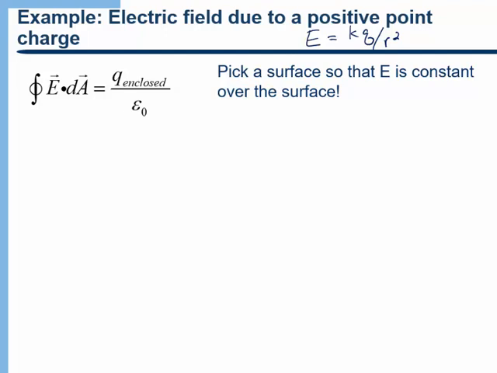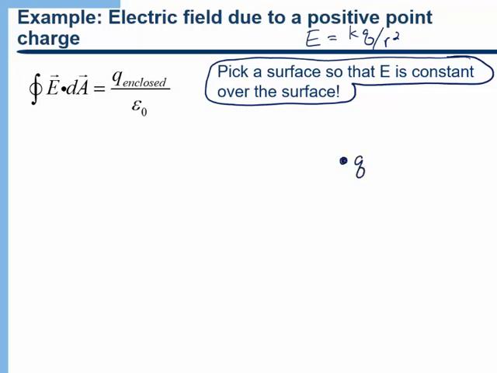So the first and most important step in solving Gauss's law is this. Pick a surface so that the electric field is constant over the surface. If you can't find a surface over which the electric field is constant, you can't use Gauss's law. So here's the charge q that I'm trying to find the electric field of. In other words, I want to know what is the electric field at some distance r from that charge.